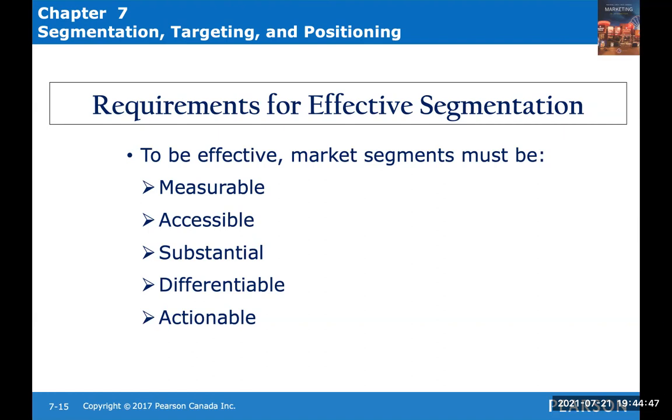All right, so measurable, accessible, substantial, differential, and also actionable. They call these the SMART objectives. Whatever you're doing in terms of segmentation, ensure that you're able to measure it. And I go back to the point I made that with segmentation you might have a million segments, but the job of the marketer is to go after the segments you can build profitable relationships with. You don't go after every segment.